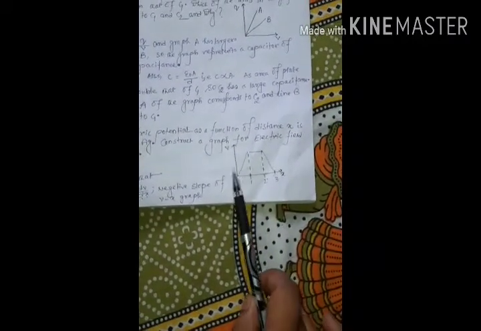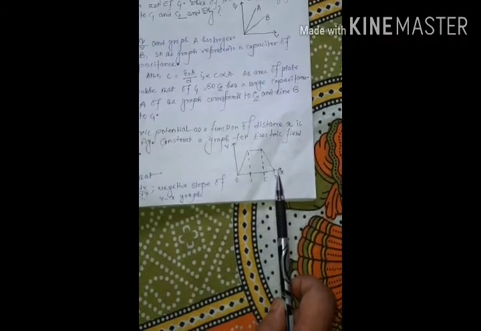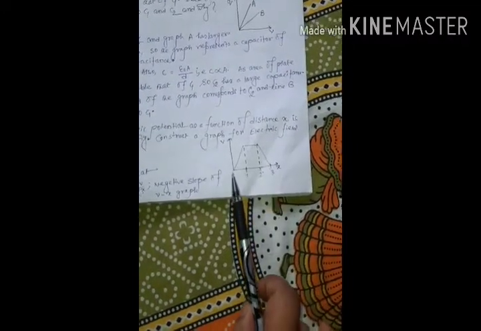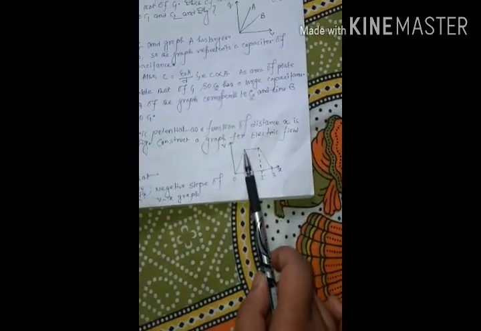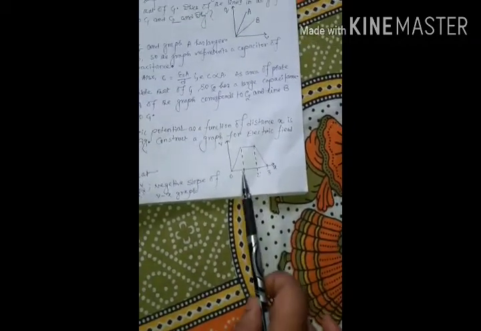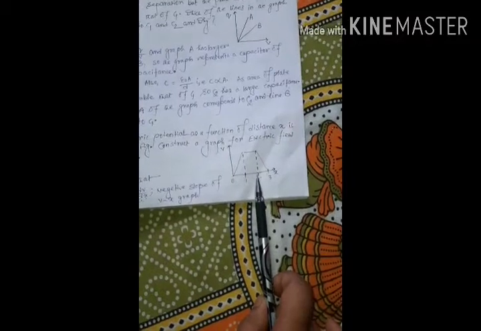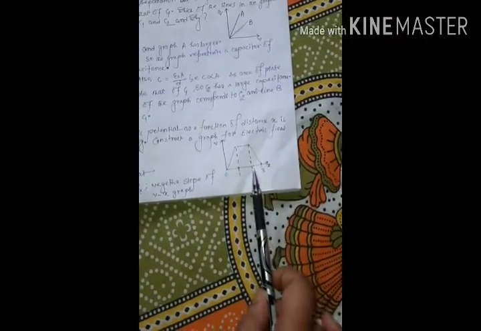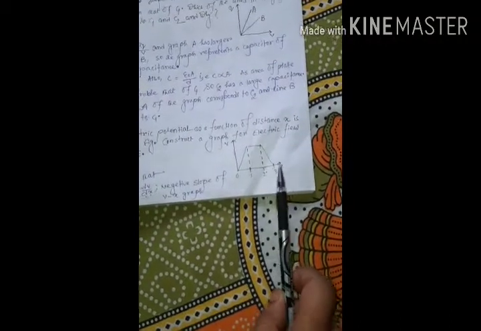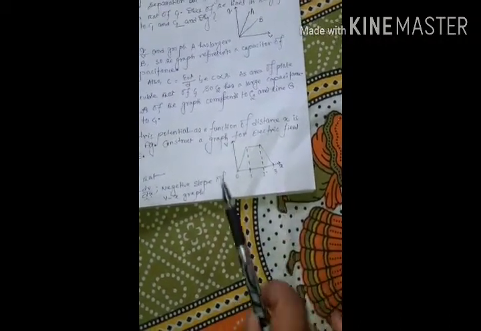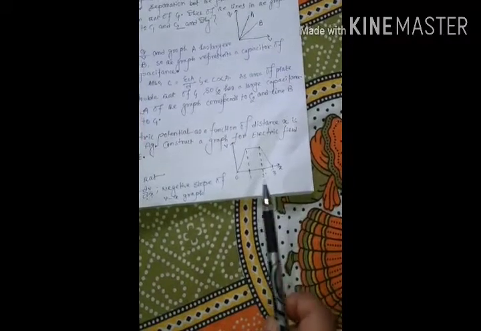Okay, now from the graph we can say that for the region 0 to 1, the slope of the graph is positive. For the region 1 to 2, the slope of the graph is 0. For the region 2 to 3, the slope of the graph is negative. Now here the potential versus distance graph is given to us.